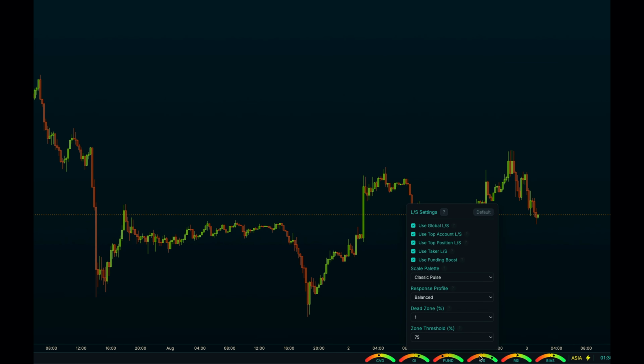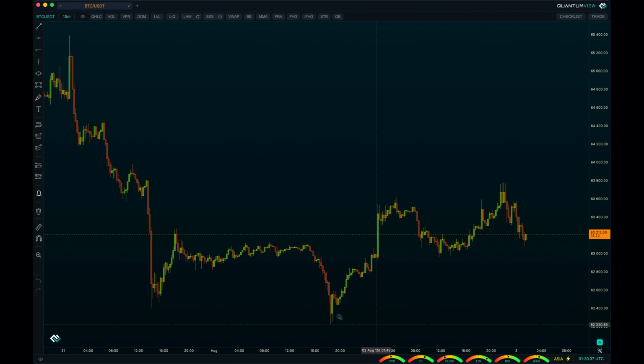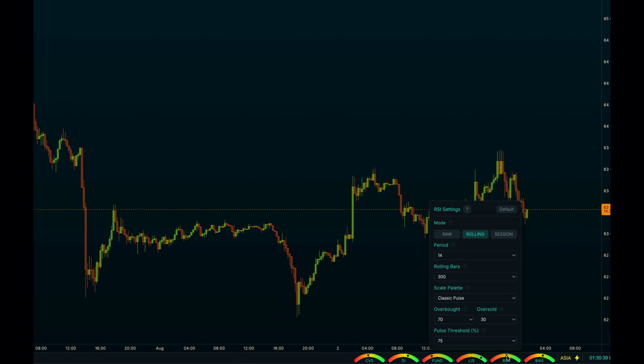LS combines four cuts: the balance of accounts, large trader accounts, their position sizes, and the taker buy-sell ratio. Fresher data weighs more, and checkboxes let you change the calculation to fit your logic. RSI is the classic relative strength index, but without a separate subchart. It shifts right for bullish momentum, left for bearish. The edge means a stretch state. Overbought doesn't equal sell, and oversold doesn't equal buy.